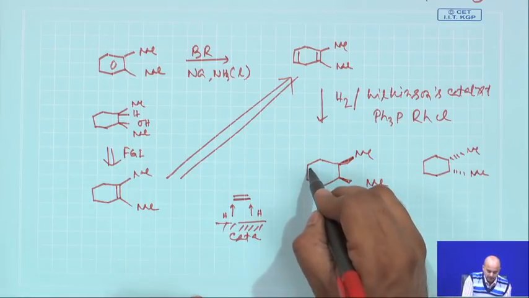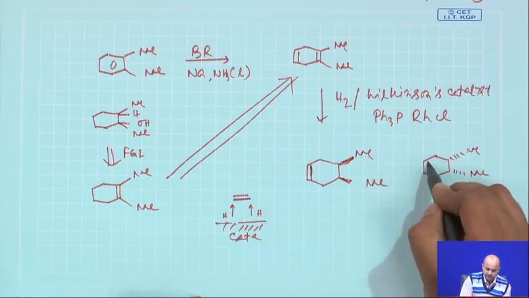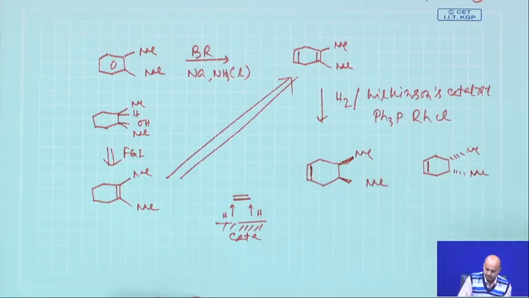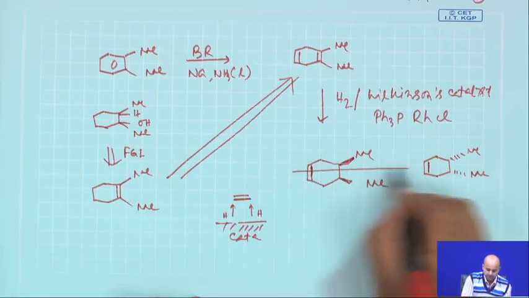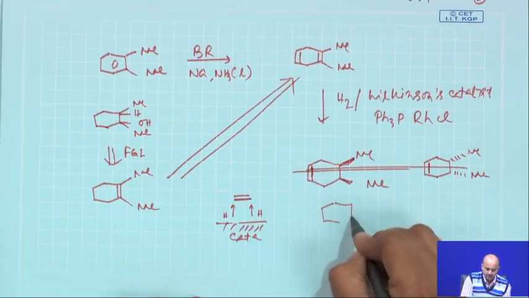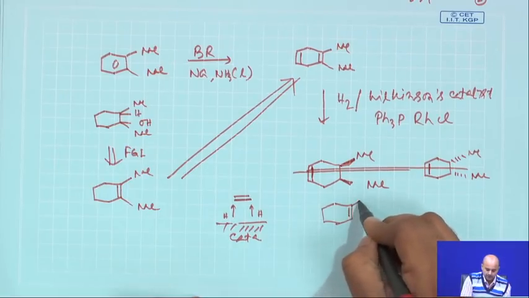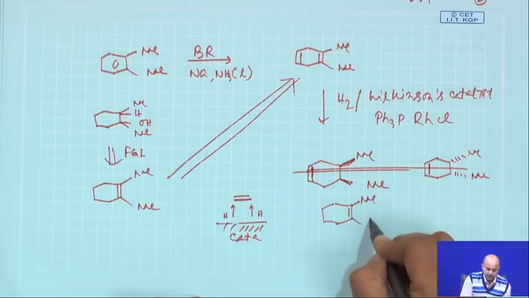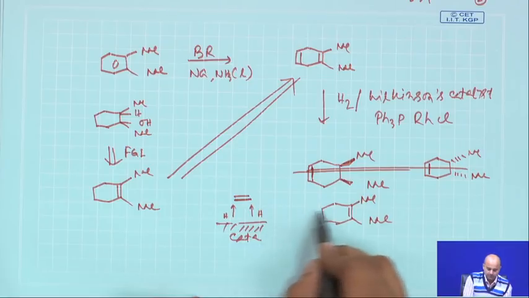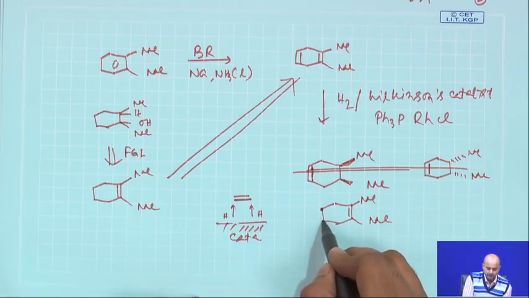Oh, sorry. These things are there. No, this double bond is, sorry. So, you will basically get this compound, and there is no chance of stereochemistry because only this double bond is reduced and there is no stereo center here, fine.